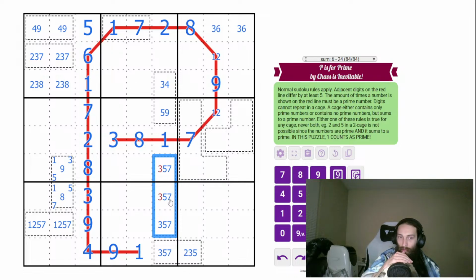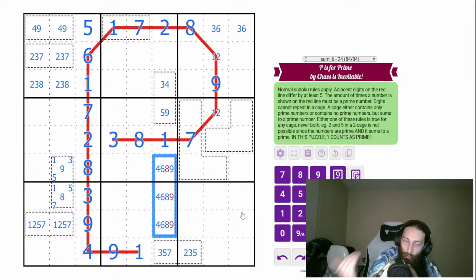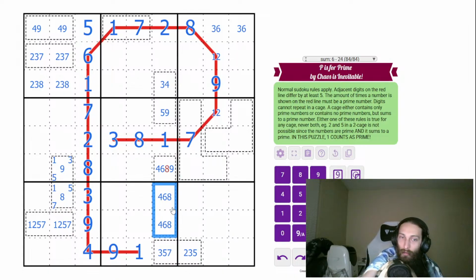3, 5, and 7 is 15, which is composite, which would be allowed, except I would break this one. So this actually has to be all composite digits. 4, 6, 8, 9. Which means I have to get to prime, and I cannot do that if I exclude a 9. So a 9 is required. That way I get an odd set of digits.